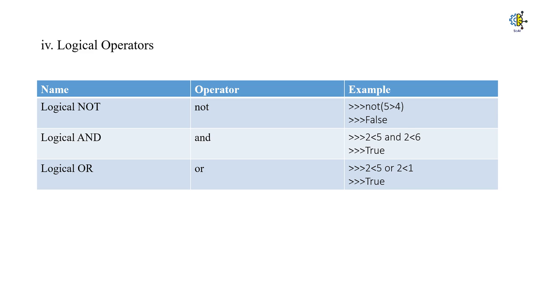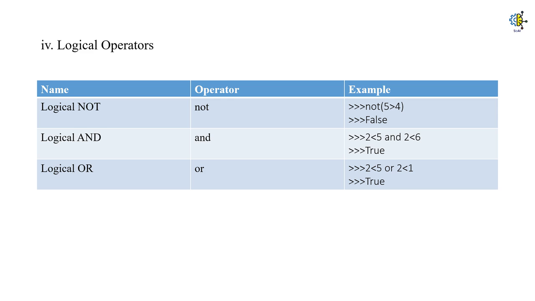The logical AND operator returns the true value when all the passed statements or conditions are true. Let's look at the example. We say 2 less than 5 and 2 less than 6. So the two conditions here are 2 less than 5 and 2 less than 6. Now both of these conditions are true. Hence, the result will be true.